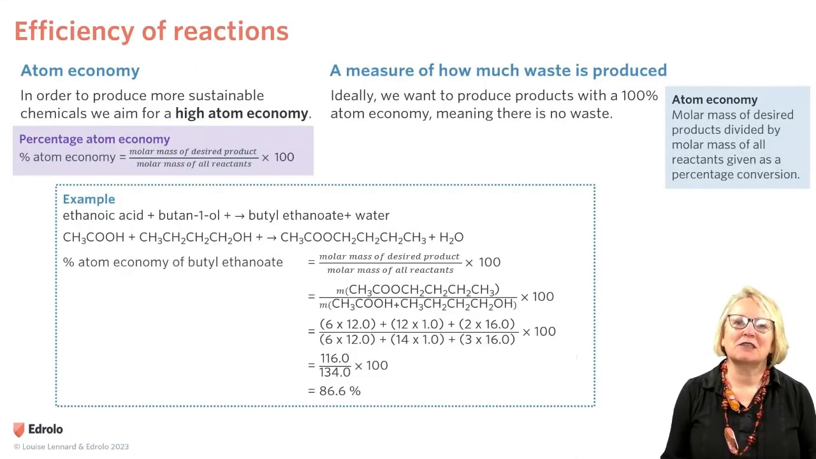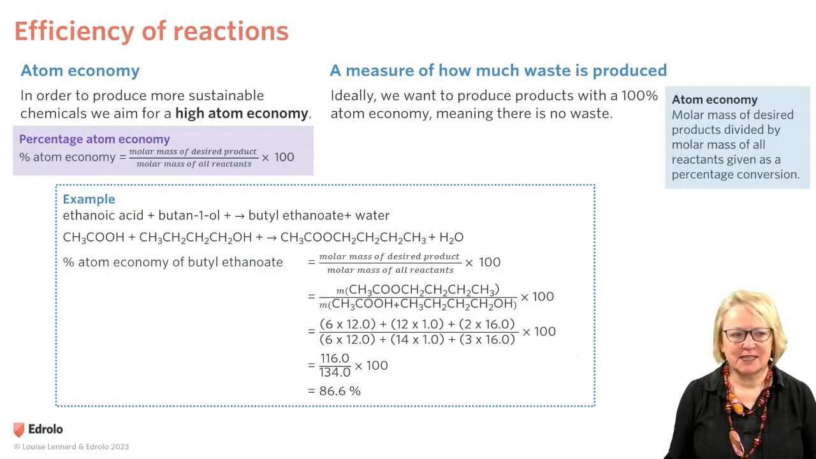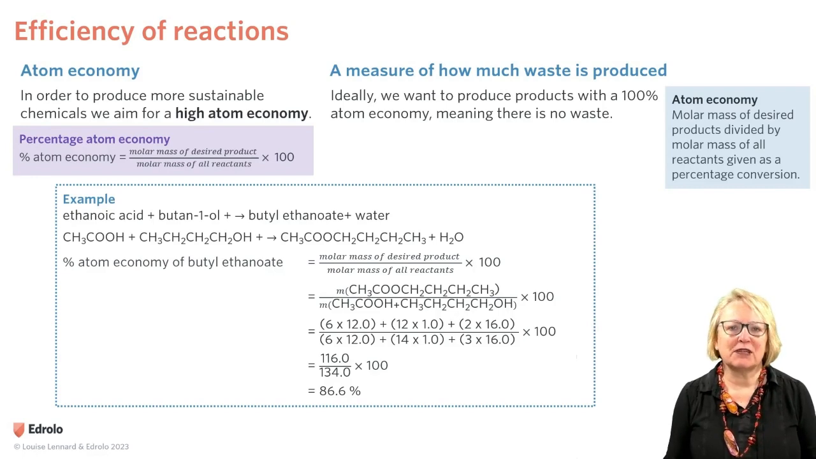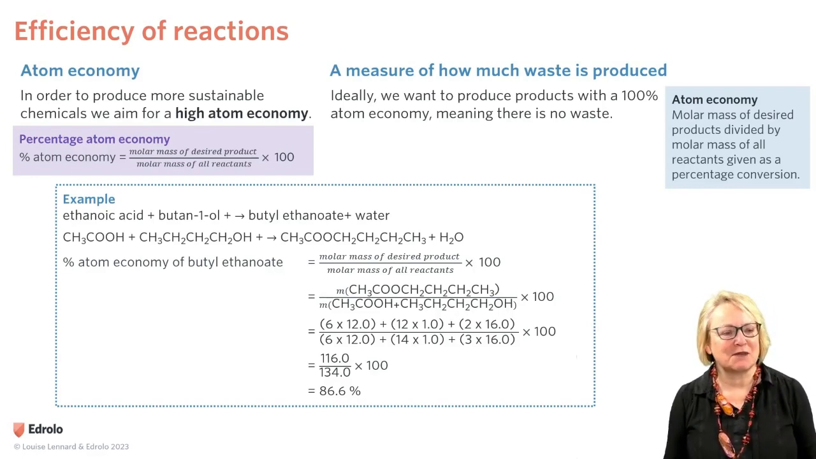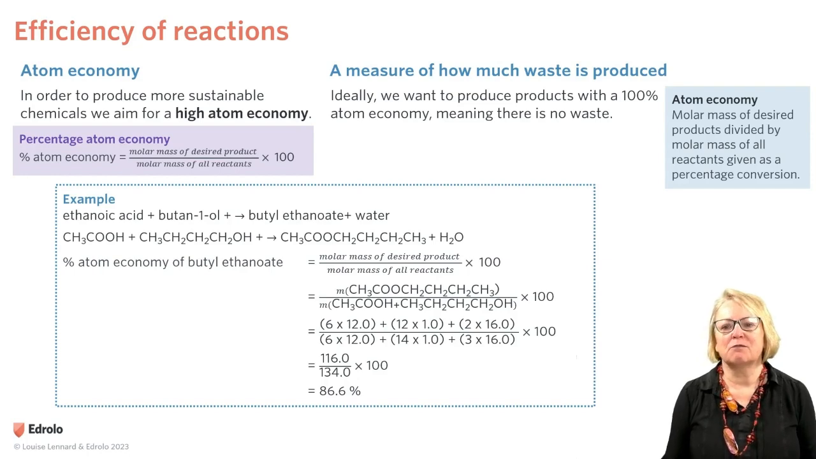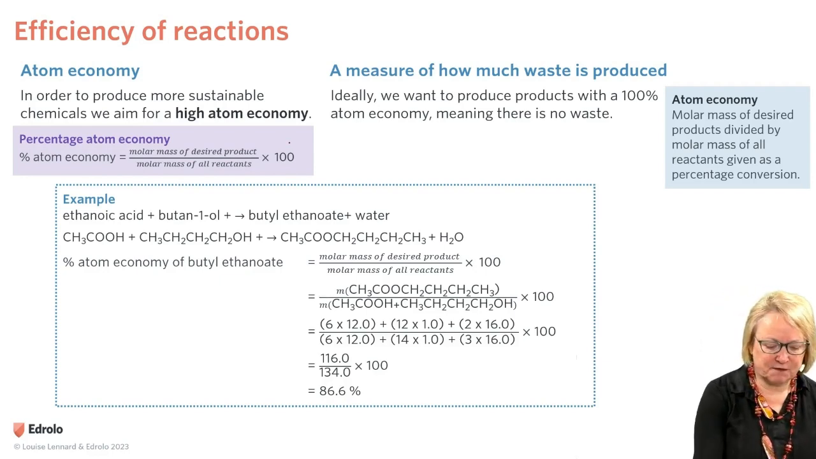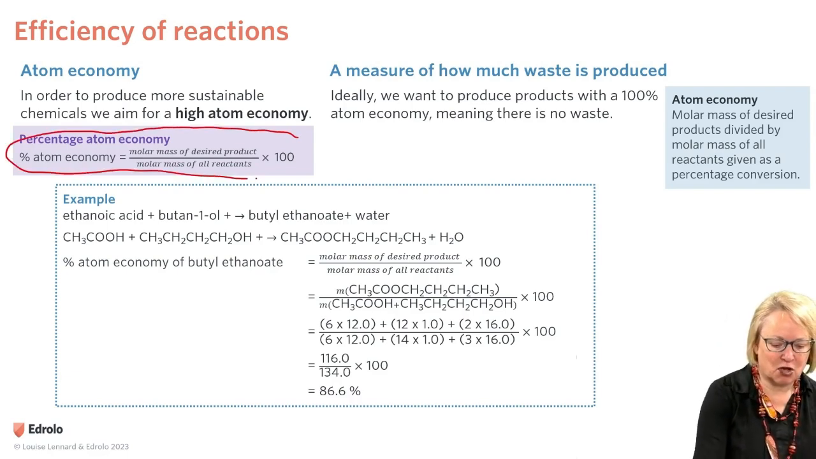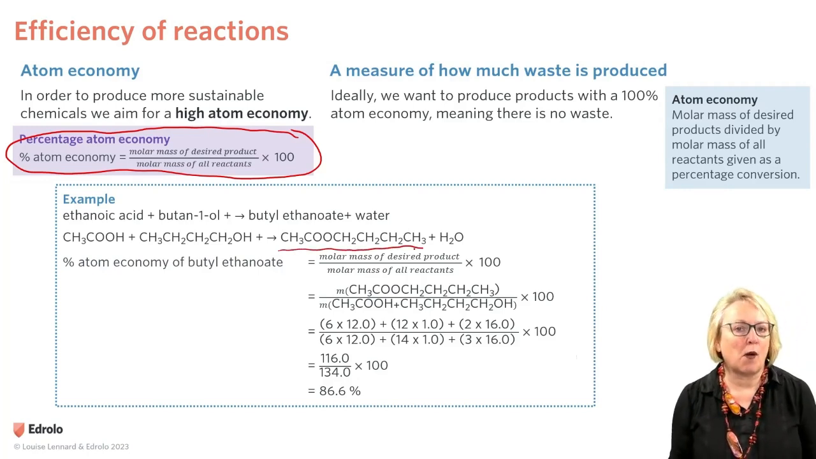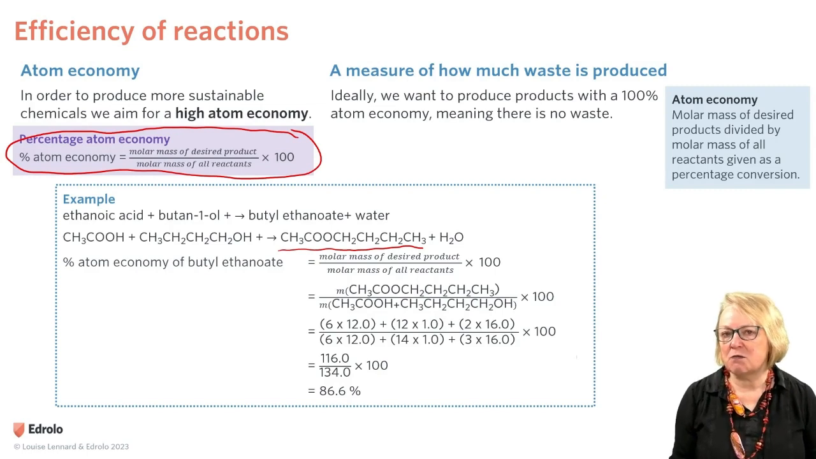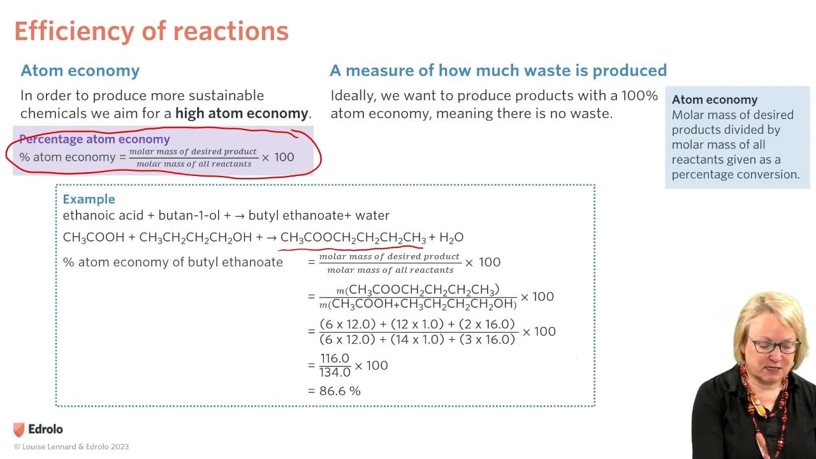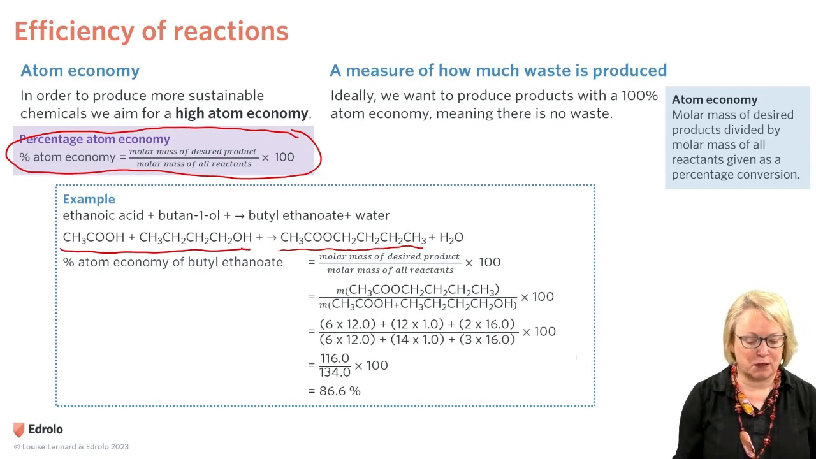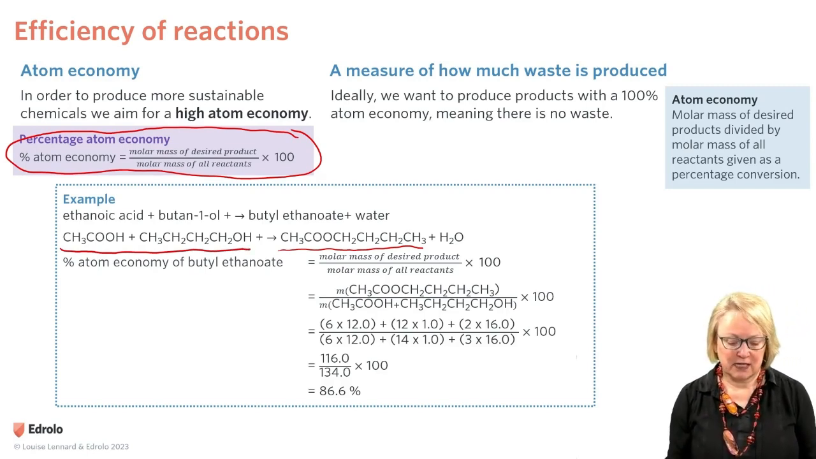Okay, the first thing we're going to look at is efficiency of reactions. And we're going to look at a really important concept with green chemistry called atom economy. In order to produce more sustainable chemicals, we also aim for a very high atom economy. And percentage atom economy is defined as the molar mass of the desired product, and in the example we've got here, butyl ethanoate is our desired product, divided by the molar mass of all of the reactants. So in the example we've got here, we start off with ethanoic acid and butane-1-ol.